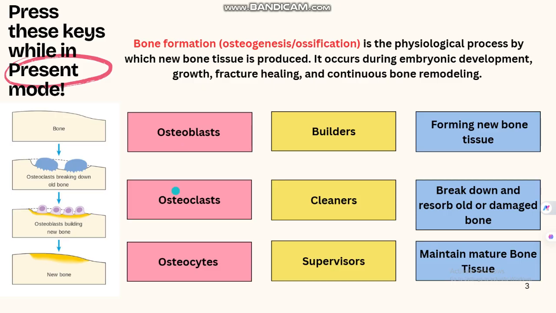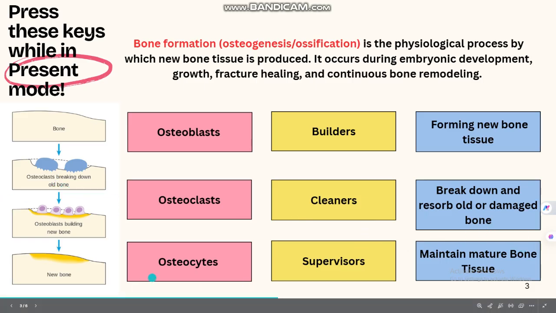Next comes the osteoclast. They are called the bone cleaners. They help in the breakdown and reabsorb the old or broken bones. The next one is the osteocytes. They are called the bone supervisors. They are responsible for maintaining the mature bone tissue.